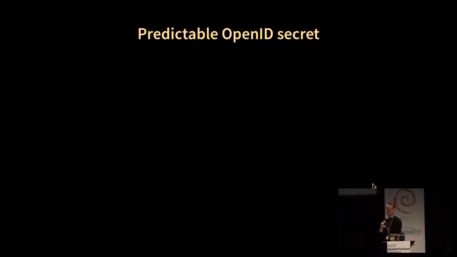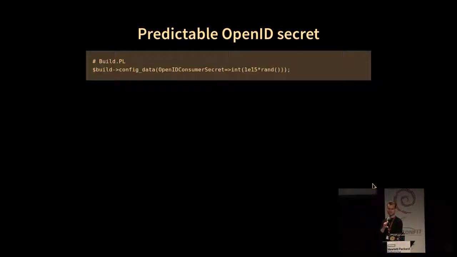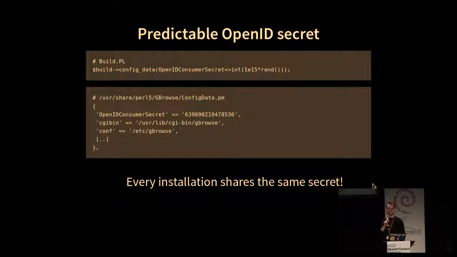Here's one security bug. During the build, it would generate a fairly random string, but it dumped it under /usr/share, under the OpenID consumer secret. That's the random ID there. Every installation therefore shares the same secret, even though different builds will have different secrets. So Debian was shipping the same private key to a lot of users. And I'm no security expert, but that's probably not very secure. That's in gbrowse.